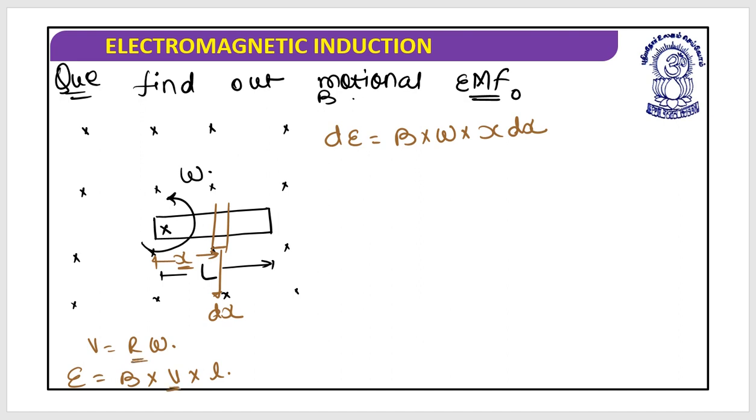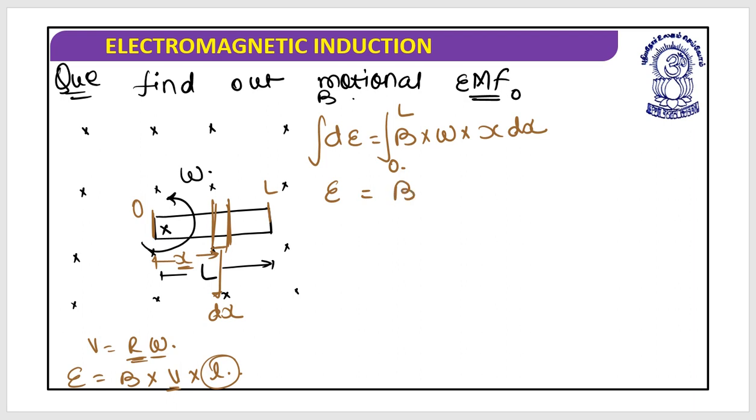So v is equal to r omega. It's x times omega, and only this segment is going to rotate. When I write dE, this L has been replaced by dx. Do you understand this? Yes. So let's integrate this. When this is integrated, this is the motional EMF E, and this is to be integrated from 0 to L, because this end is 0 and this end will be L.